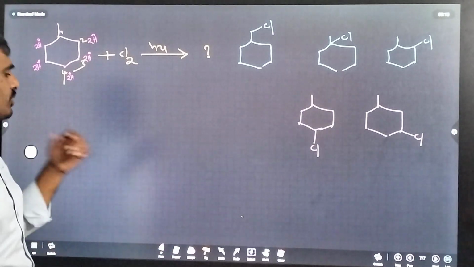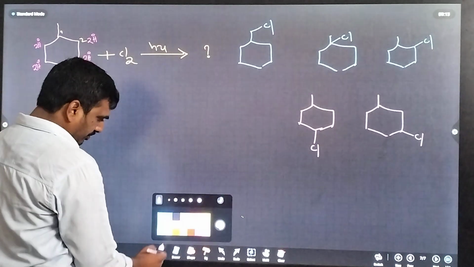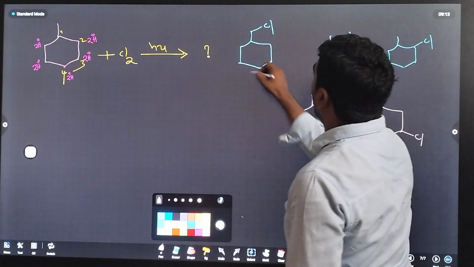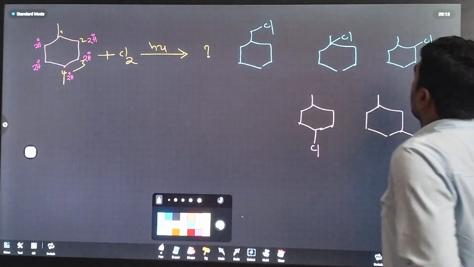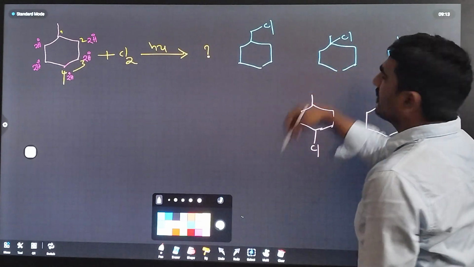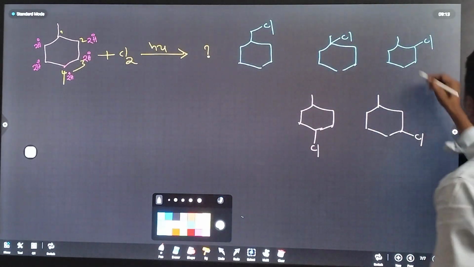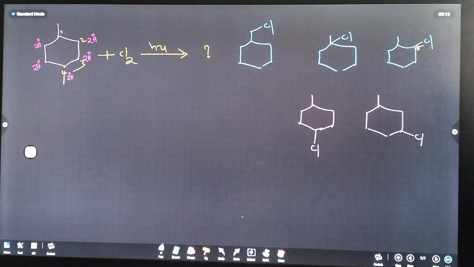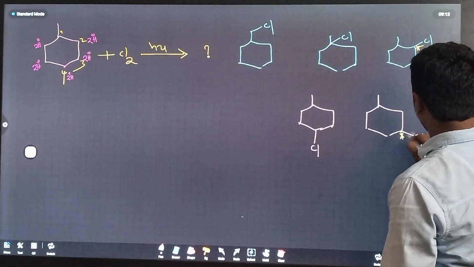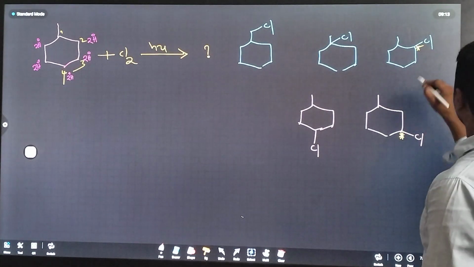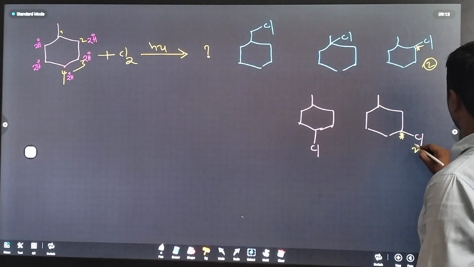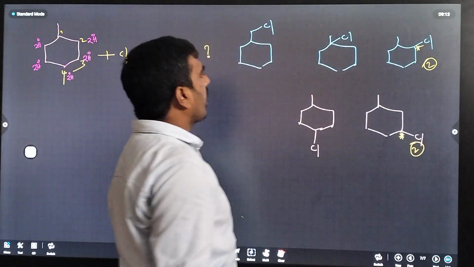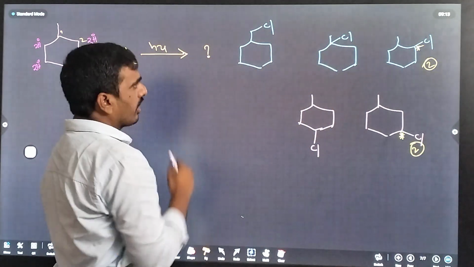Now, including the stereoisomers, I consider the chiral carbon. Is any chiral carbon there here? There is no chiral carbon. Here also, no chiral carbon. Here this is the chiral carbon, because of different environment. This is also a chiral carbon. A chiral carbon gives 2 isomers. Here also there is no chiral carbon, and here also there are no chiral carbons.